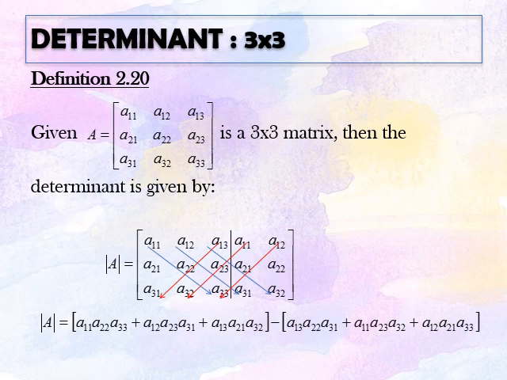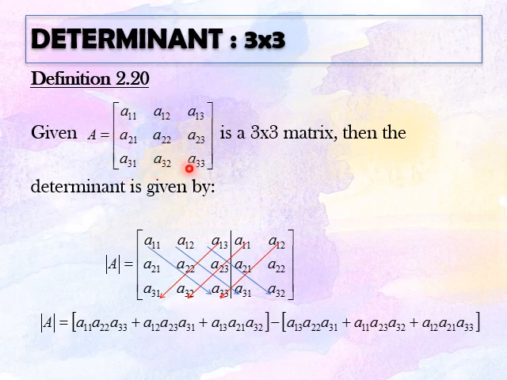Now, the determinant of a 3 by 3 matrix. There are two methods to find the determinant of a 3 by 3 matrix. The first method uses the definition. Given A is a 3 by 3 matrix with elements A11, A12 up to A33, the determinant is given by this, where we add the first two columns here.